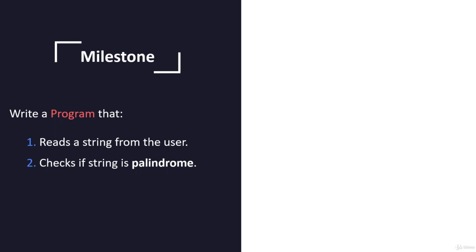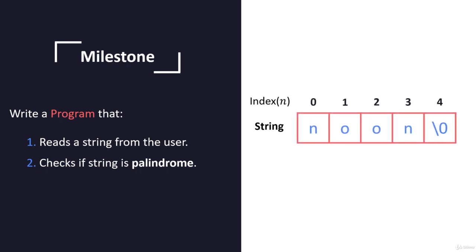A palindrome is simply a term that says that if we read a given string from left to right, as we usually do, and if we read the same string from right to left, starting from the rightmost element up to the leftmost element, then we will see that both strings are the same.